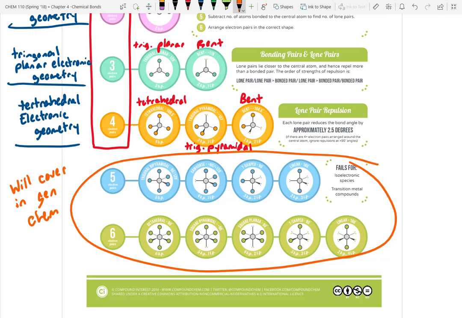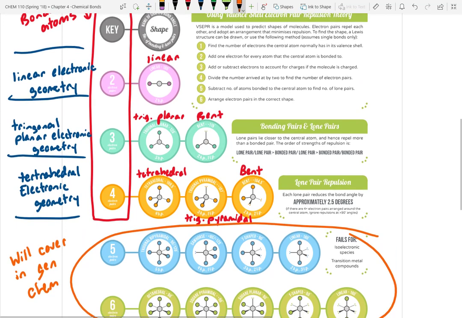It takes a little while to get used to. The main thing I want you to do is remember these shapes for that first exam and know how to draw Lewis structures. That's one of the more challenging parts. But once you get it, it tends to stick. So if you are struggling, please go to the WTC or schedule an appointment.